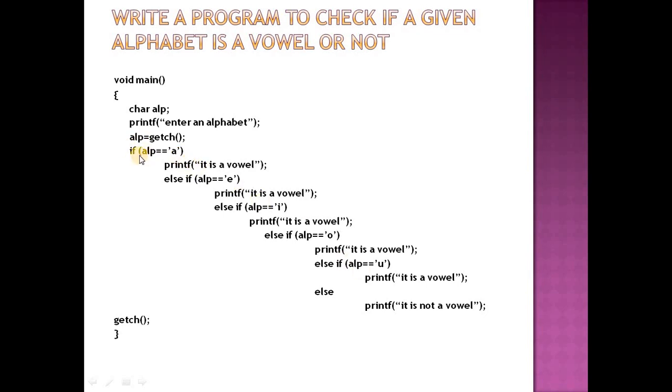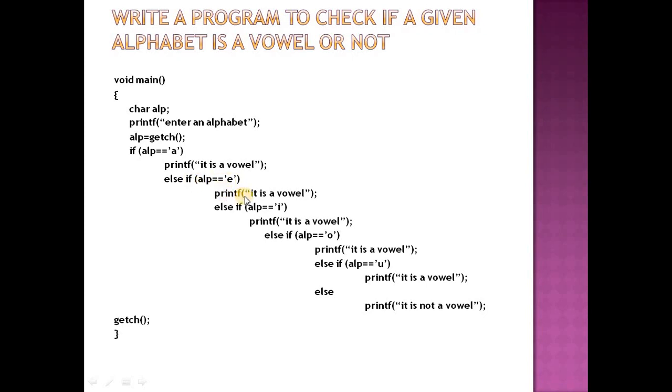So first condition, if ALP is equal to 'A'. Since this is a character, we are going to use single quotes and the double equal to sign. If ALP is equal to 'A', then printf, it is a vowel. The remaining if conditions will not get executed if the first condition is true. If this condition is false, then we'll go to the next condition. Else if alphabet is equal to 'E'.